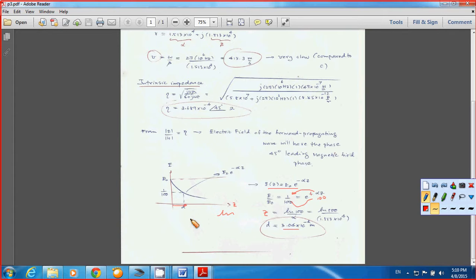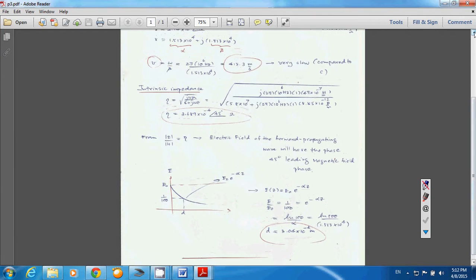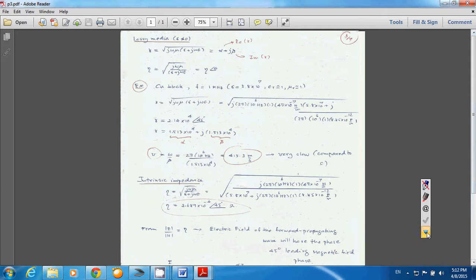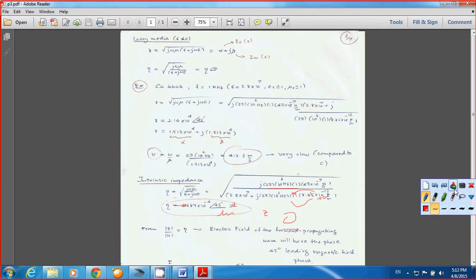And keep in mind that this is also frequency dependent, because the alpha here also depends on the frequency, right? Because you get your alpha term from what? From this equation here. You take the real part, and it's going to give you alpha. So you have frequency here, okay?